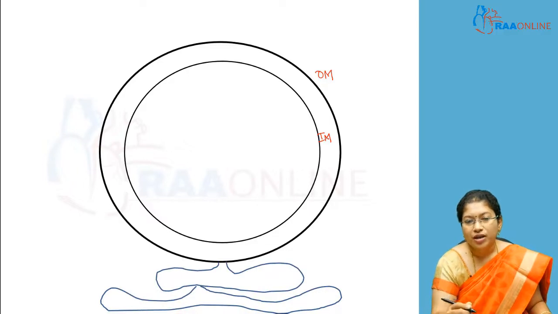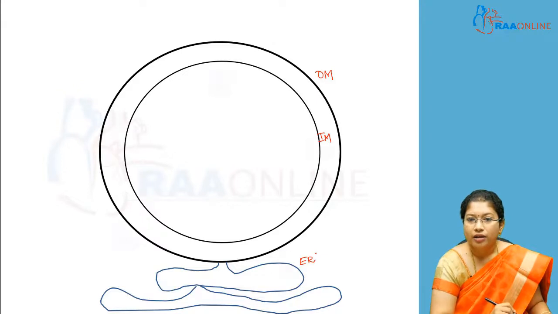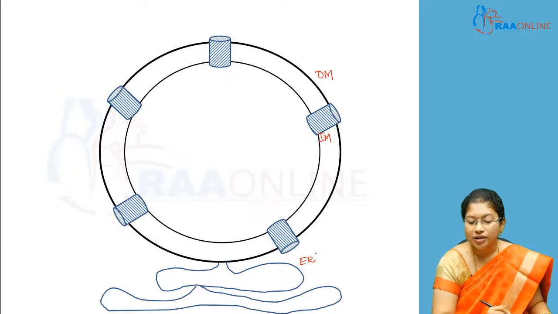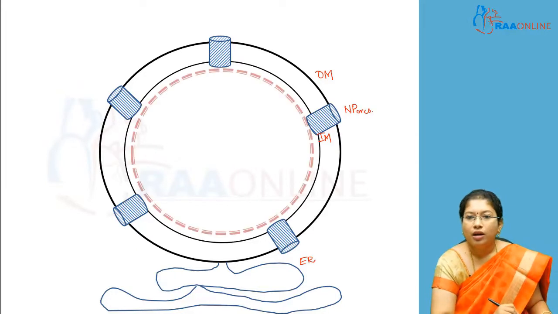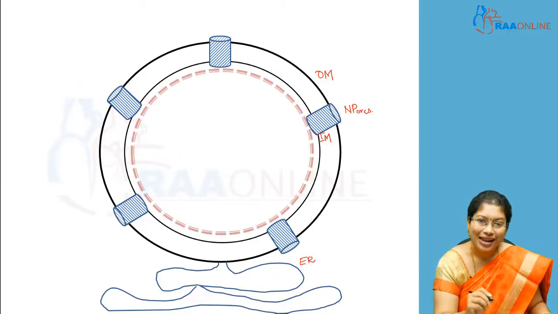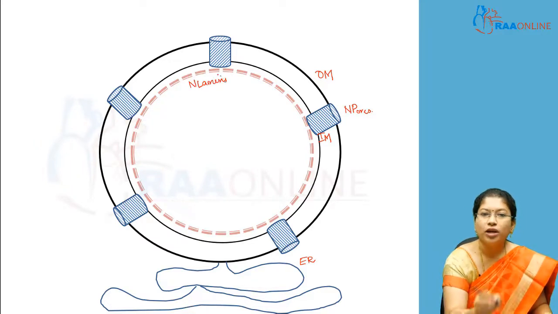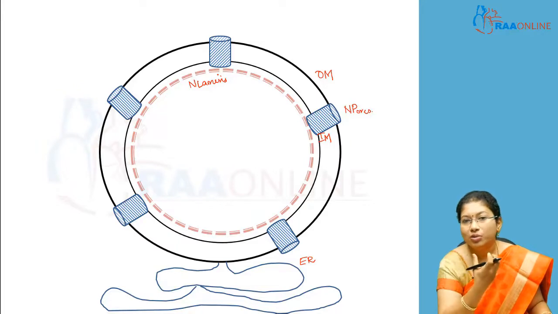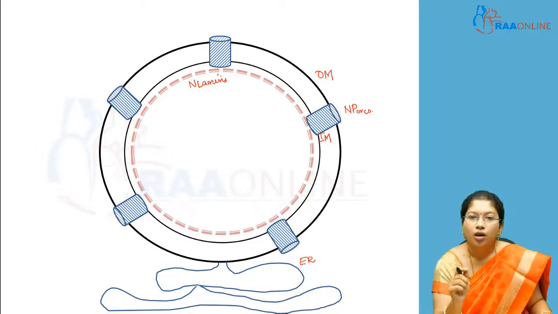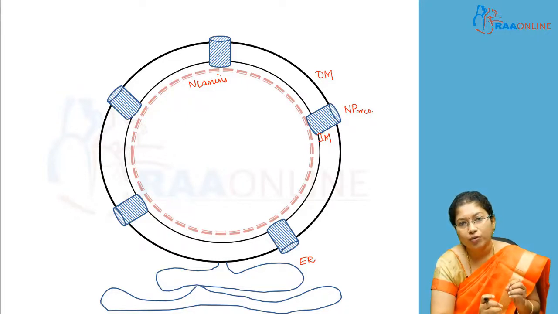This outer membrane is continuous with the endoplasmic reticulum, and the inner membrane contains so many nuclear pores, and this is called nuclear lamins. Nuclear lamins provide support to the nucleus. They give the structural support to the nucleus. Without that, the nucleus will be damaged. So, the outer membrane is continuous with the endoplasmic reticulum, and the inner membrane contains nuclear pores.